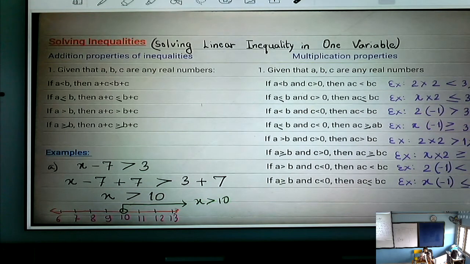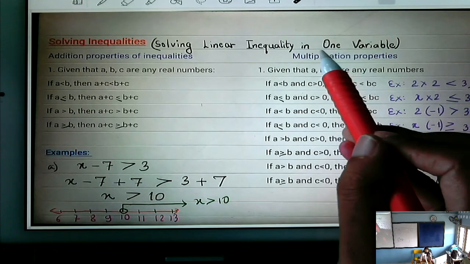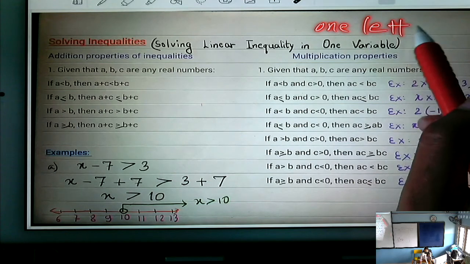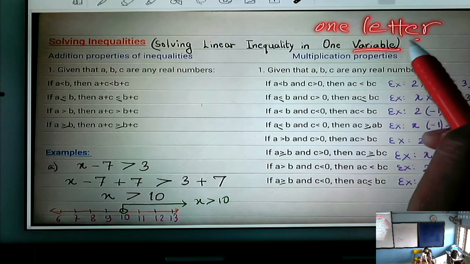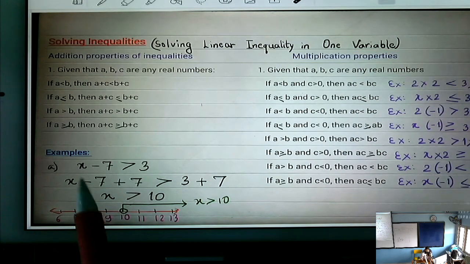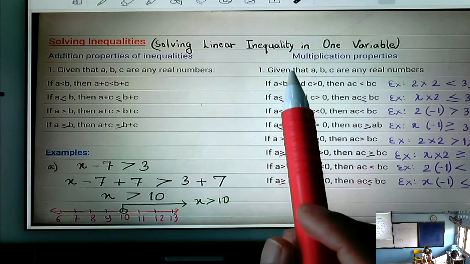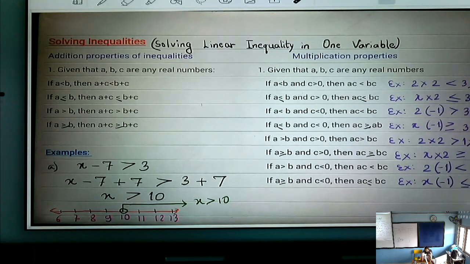So in inequality, sometimes you can have two variables. We are not doing two variables. We are doing one variable. One variable means one letter. Variable means letter. See, x is a letter, one variable. So if you understood the title, the topic, let us see how you solve the inequalities.